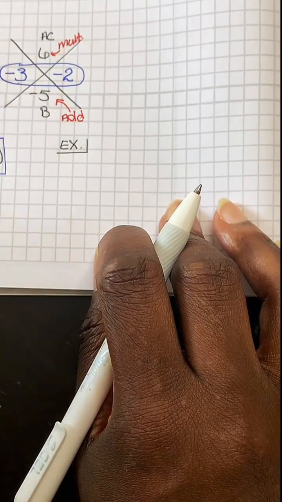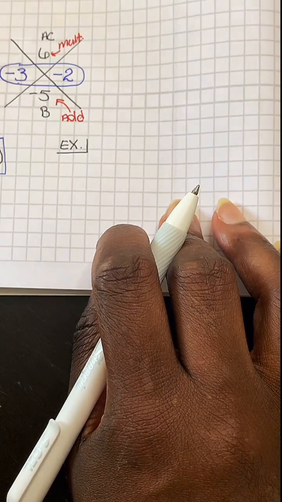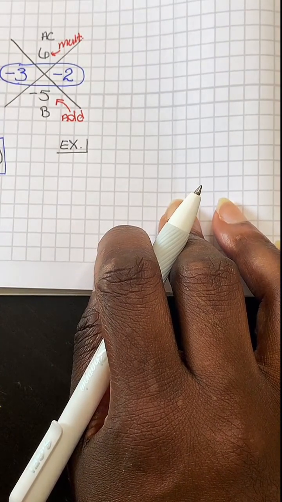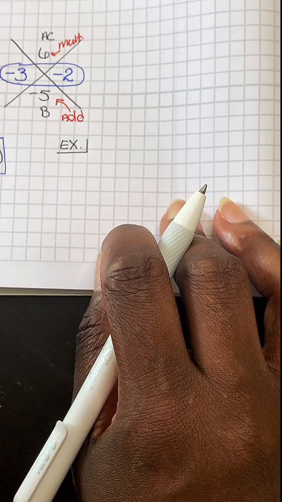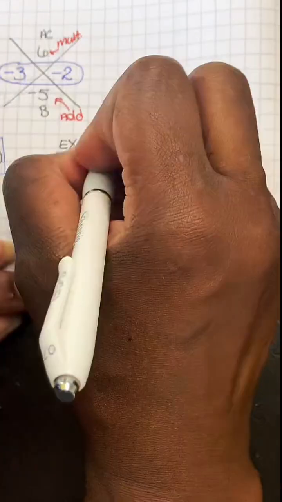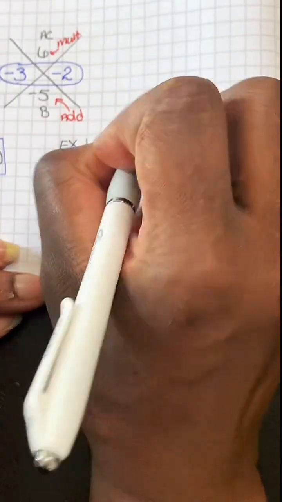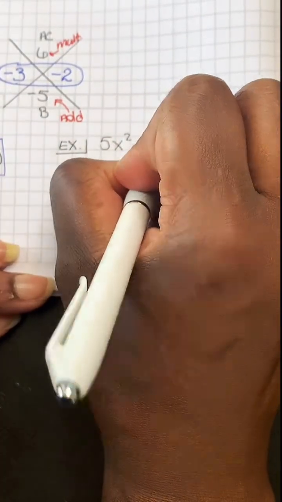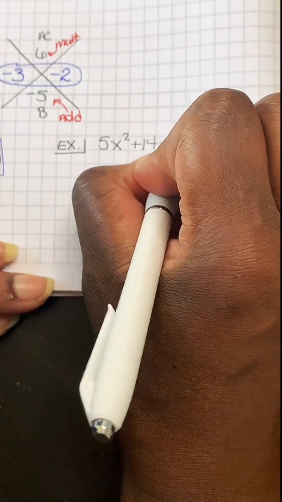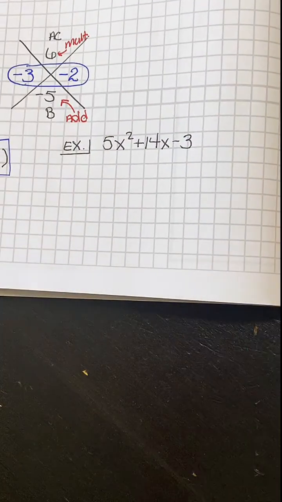All right, so one more, and I'm going to have you guys do it. Not that one. Yeah, we can do this. So we have 5x squared plus 14x minus 3. Okay, go ahead.